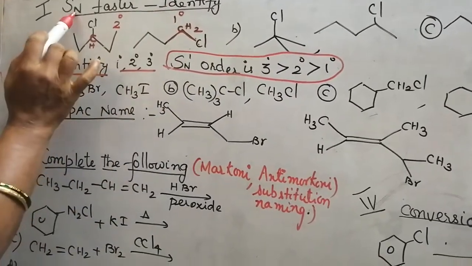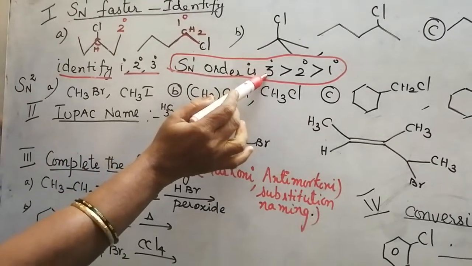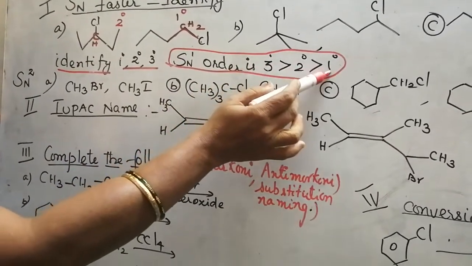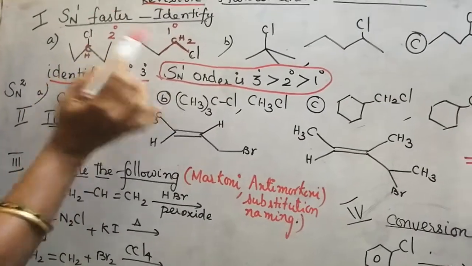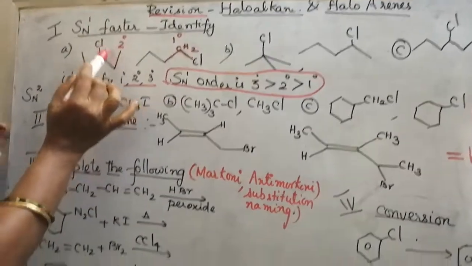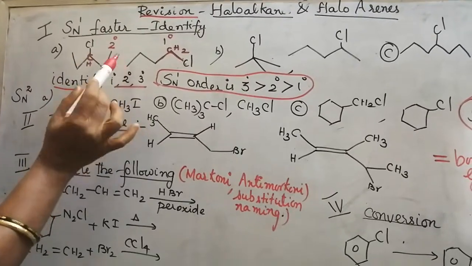You know, according to SN1, the order of preference is tertiary, secondary and primary. So this is secondary, this is primary. So which will undergo SN1 faster? This compound which is secondary will undergo SN1 faster.